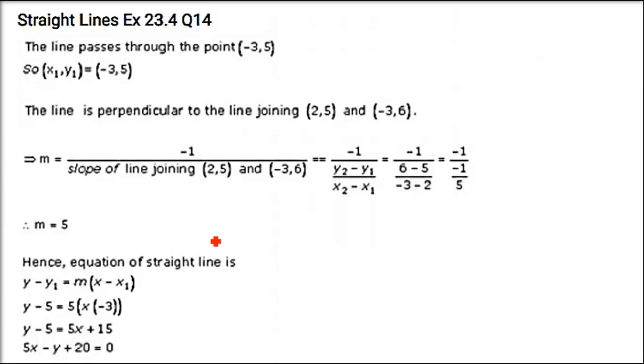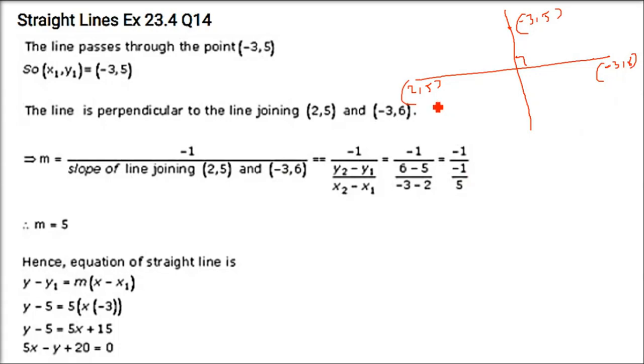Find the equation of a line passing through the point (-3, 5) and perpendicular to the line joining (2, 5) and (-3, 6). We have already done a question like this. So we have the points (2, 5) and (-3, 6), and a line which is perpendicular to it, passing through (-3, 5). So we will find the slope.